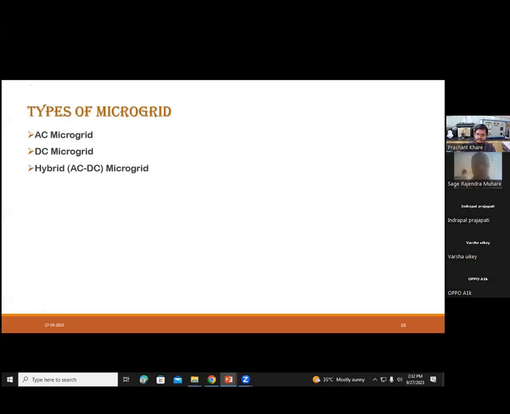If your microgrid has only AC loads, we can call it an AC microgrid. If your microgrid has only DC loads, we can call it a DC microgrid. If your microgrid has both AC and DC loads, then we can call it a hybrid microgrid. Though there are many definitions in books, like sometimes they say if your generation facility is AC, then we call it an AC microgrid, what I found suitable is to classify based on the type of loads only. So these are the types of microgrid: AC, DC, or hybrid, meaning both AC and DC.